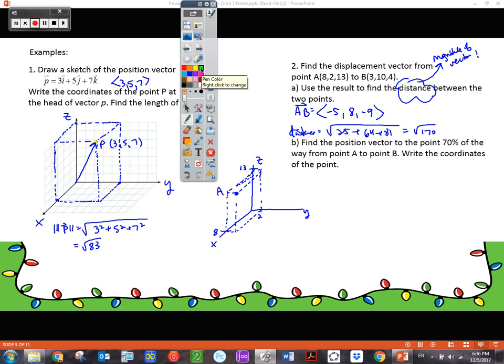So point B, let's do it in red. We have an X value of 3, so let's just say that's 3. We have a y value of 10, so we'll go out here for about 10. And then we have a z value of 4, so let's make that 4. So again, we want to make our little box, so we're going to make the x's and the y's meet. We're trying to stay parallel to this axis. And then we're going to come up to the 4, cross to the 4.